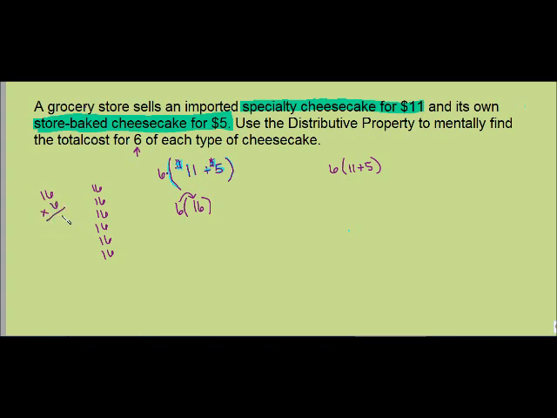6 times 6 is 36. Carry the 3. 6 times 1 is 6, plus 3 is 9. So I would spend $96. Now, they said use the distributive property.